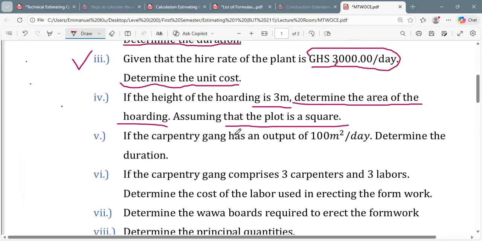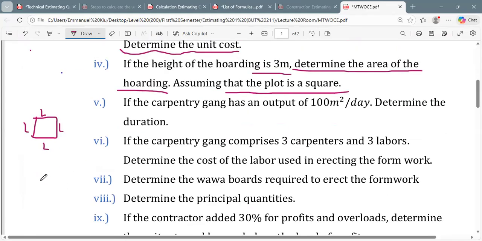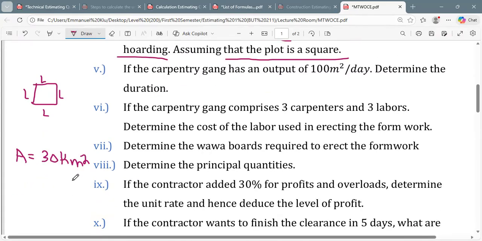So how do we even know the length? Because now we only know just the area. If you have a square like this, you know that here is L. Since it's a square, all sides are equal: length, length, length, length. And now they are saying that the area is equal to 30,000. So you can just write 30K meter squared.